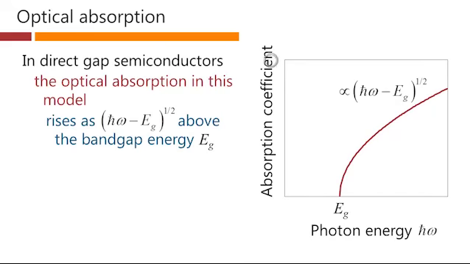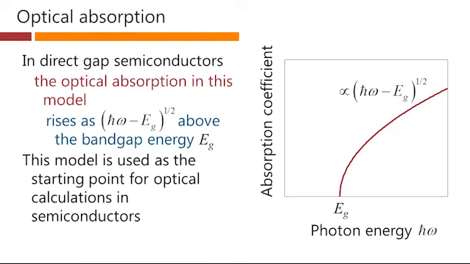We could think of this as the amount of absorption, relatively speaking, in a thin sheet of material. So up to the bandgap energy, there's essentially no optical absorption, and then when we hit the bandgap energy with the photon energy, the optical absorption rises according to this curve here in this model. And this model is used as the starting point for optical calculations in semiconductors. We often add other things to it. There are some other important effects we do need to consider, but this is the starting point for many of our models.